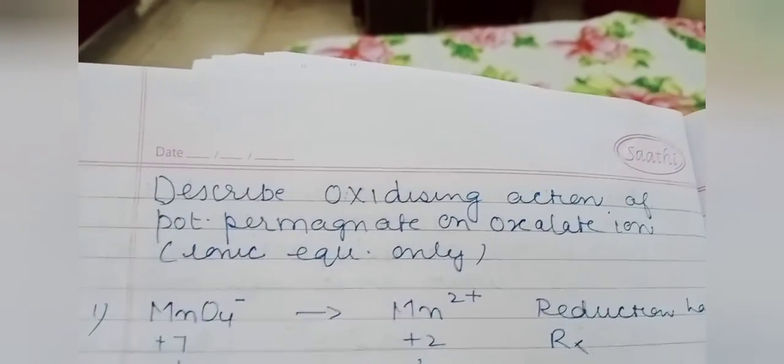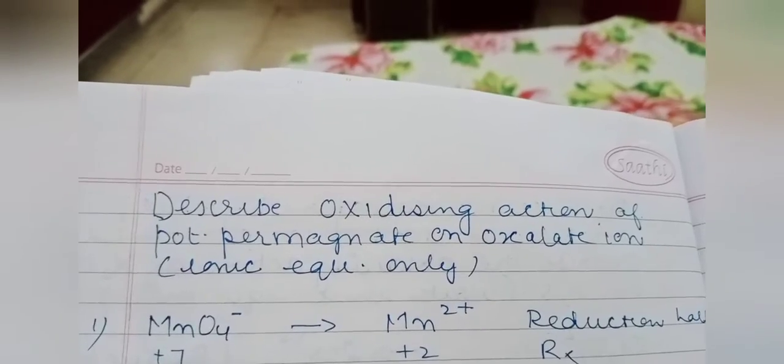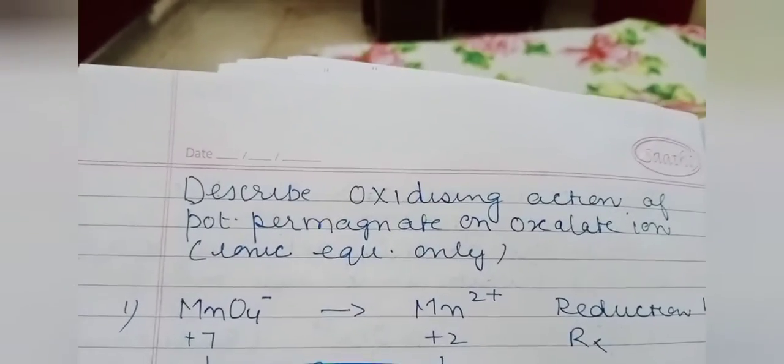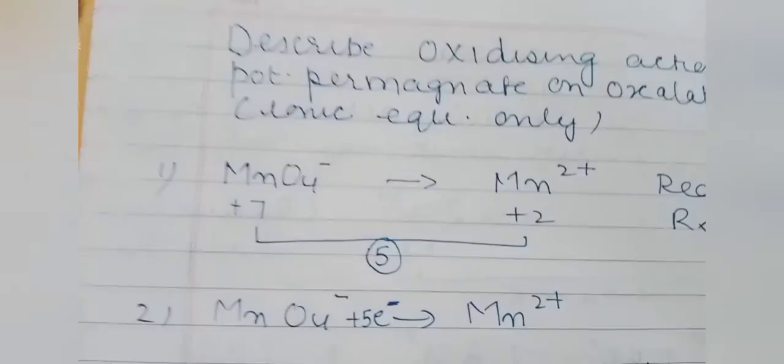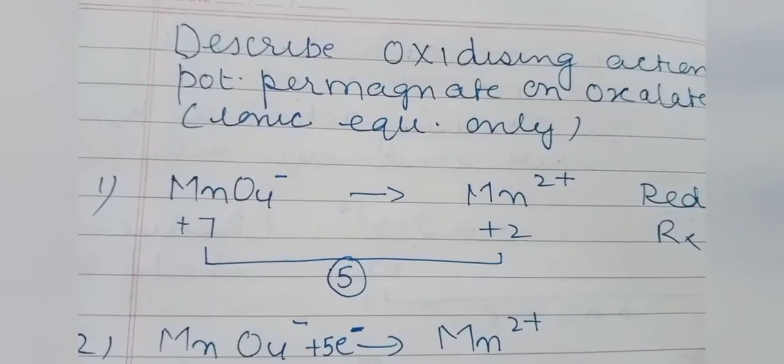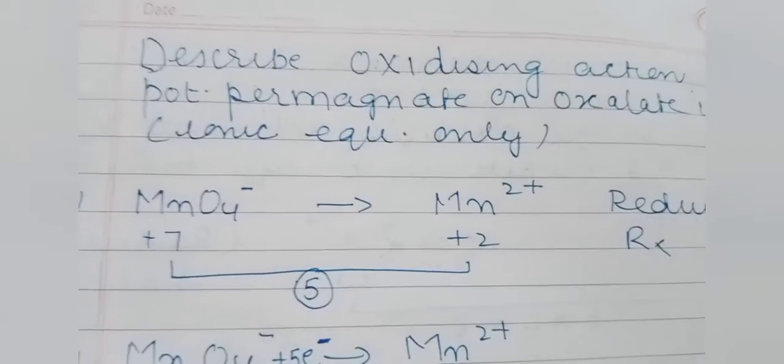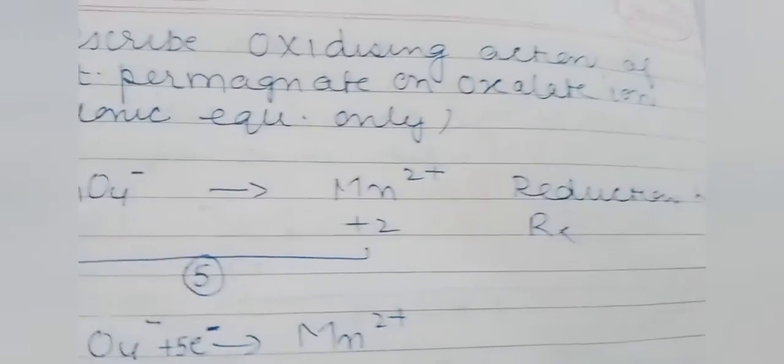Let us see one more example. In this example we will describe the oxidizing action of potassium permanganate on oxalate ions. We will again write the ionic equation. Permanganate ions are represented as MnO4-. They are changed into Mn2+ ions, and the process is a reduction half reaction.